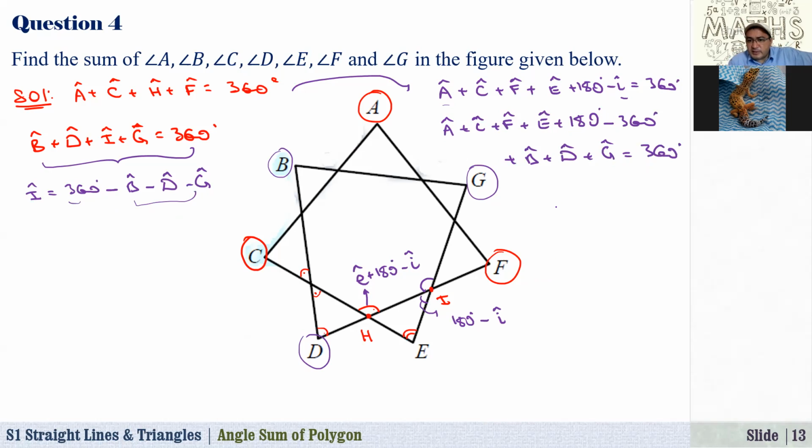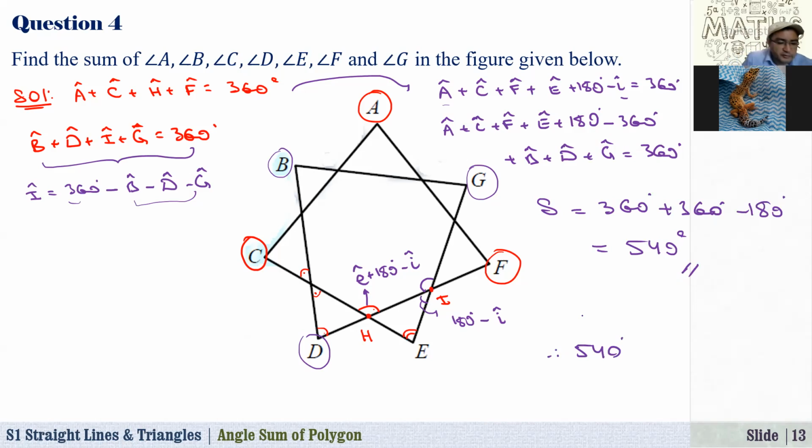So let me label that sum A, C, F, E, B, D, G as S, okay? This will be equal to, on the right-hand side, we have 360, and minus 360 taken to the right-hand side becomes plus 360, and also plus 180 minus 180, which is equal to 540 degrees. So the sum of those angles is equal to 540 degrees.